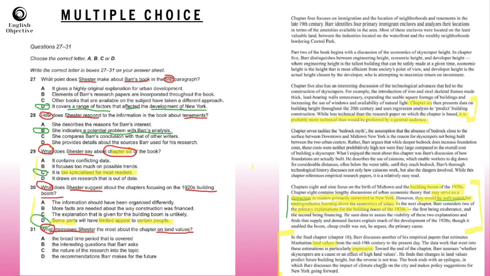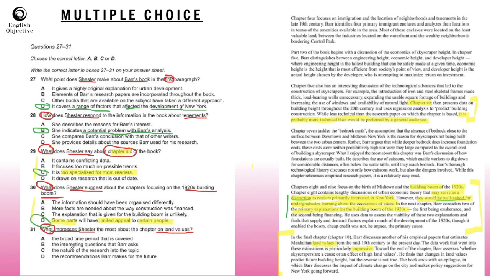The book ends with an epilogue in which Barr discusses the impact of climate change on the city and makes policy suggestions for New York going forward. Okay, so what impresses Chester the most about the chapter on land values? Let's have a look at the options now. The broad time period that is covered. I don't think that she is impressed by the time period. It's just a fact. The interesting questions that Barr asks. Discusses, but not asks. The nature of the research into the topic. And the recommendations Barr makes for the future.